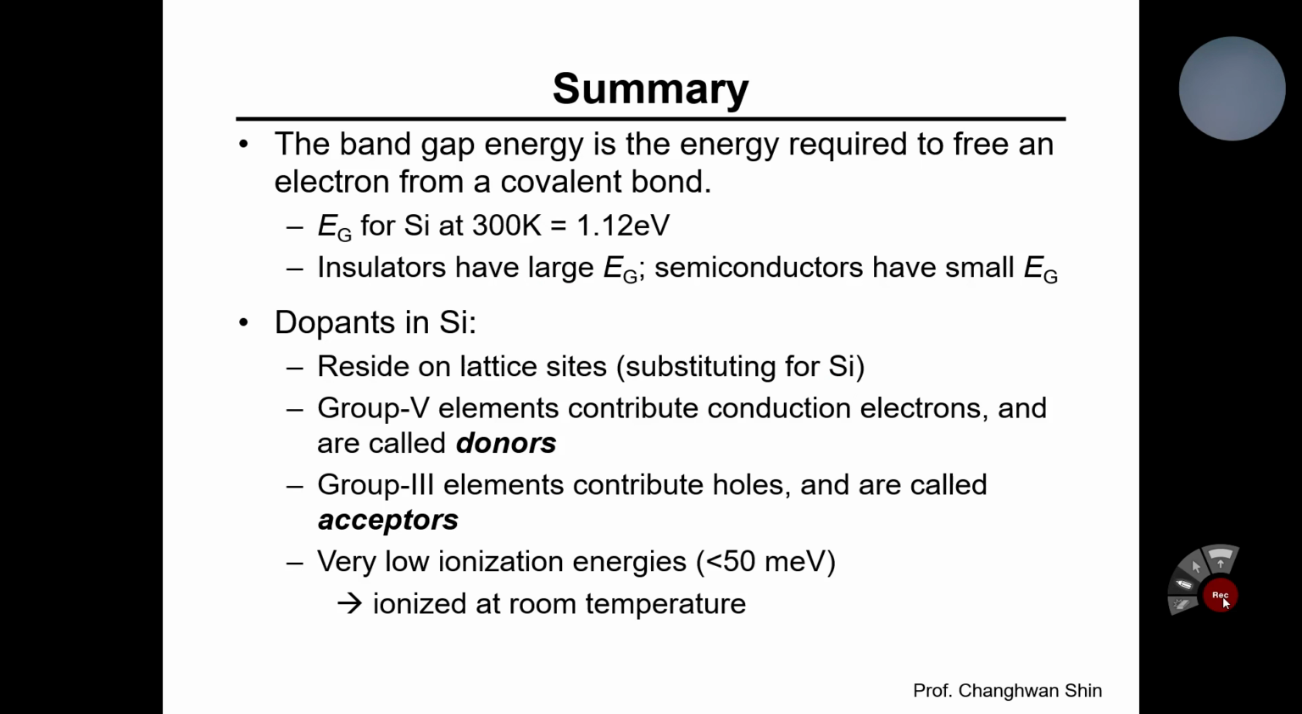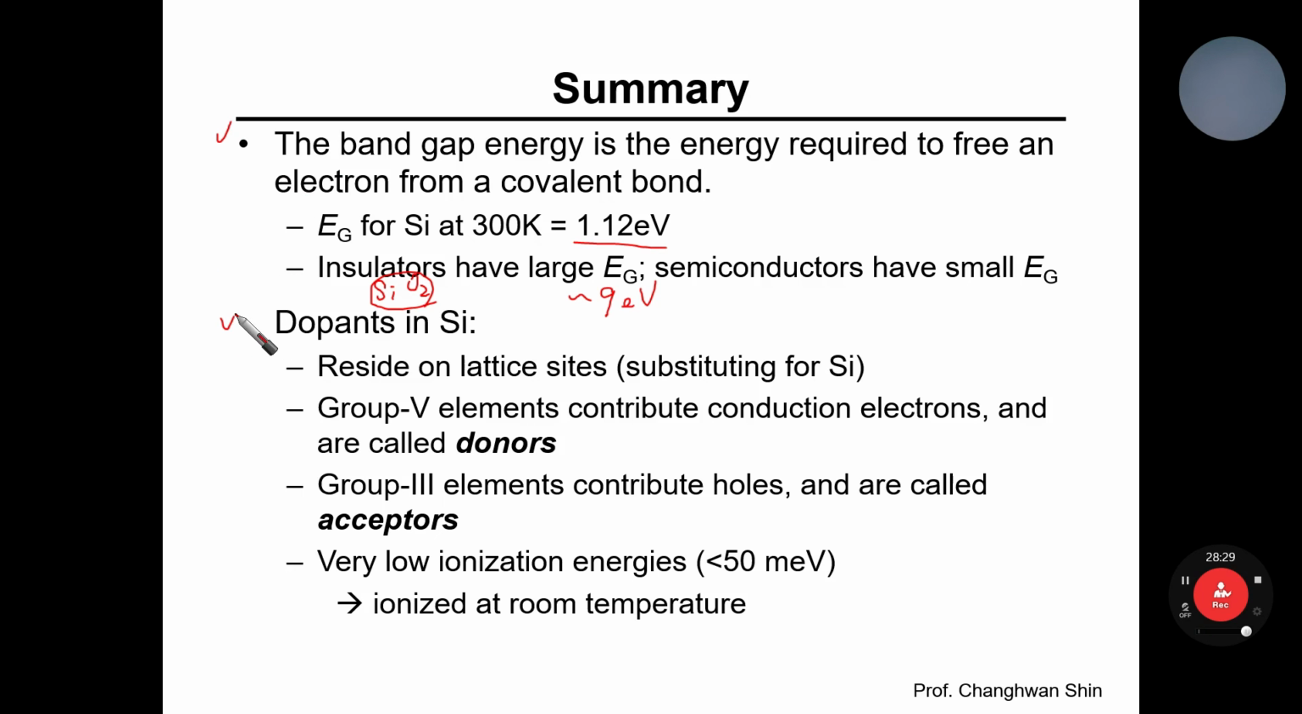Okay, here is a short summary. Bandgap energy: we have learned the bandgap energy of silicon as described here, 1.12 electron volts at room temperature. The meaning of the bandgap energy is the minimum required energy to free an electron out of the covalent bond. Semiconductors have a relatively small value of bandgap energy, but insulators such as silicon dioxide have large bandgap energy, about 9 electron volts.